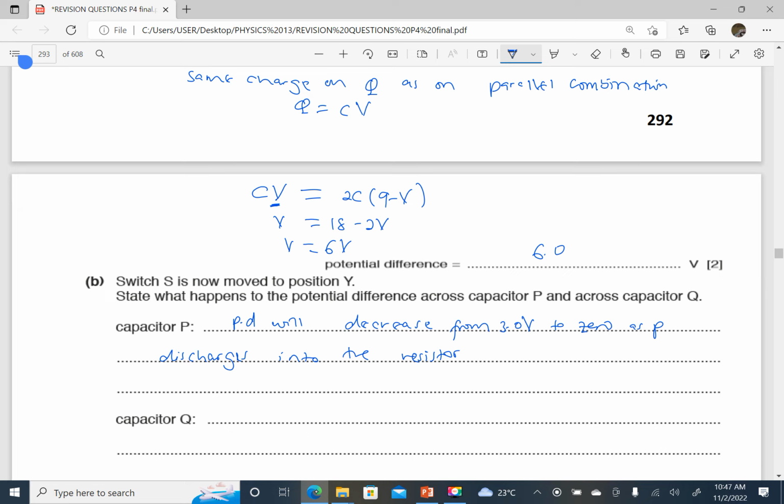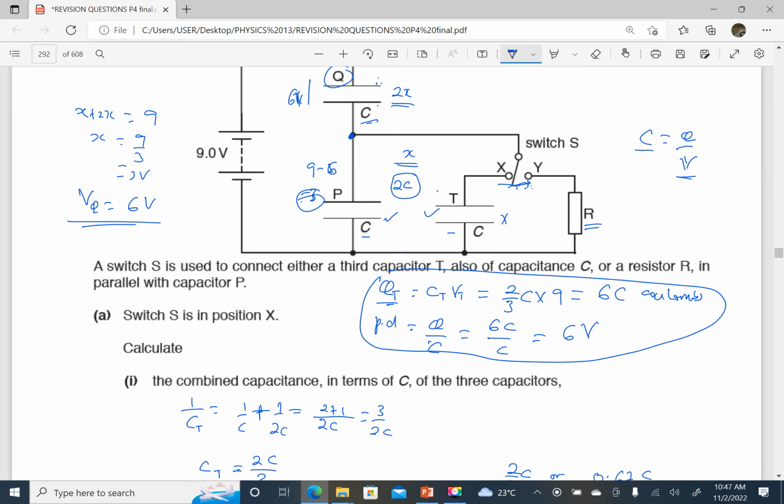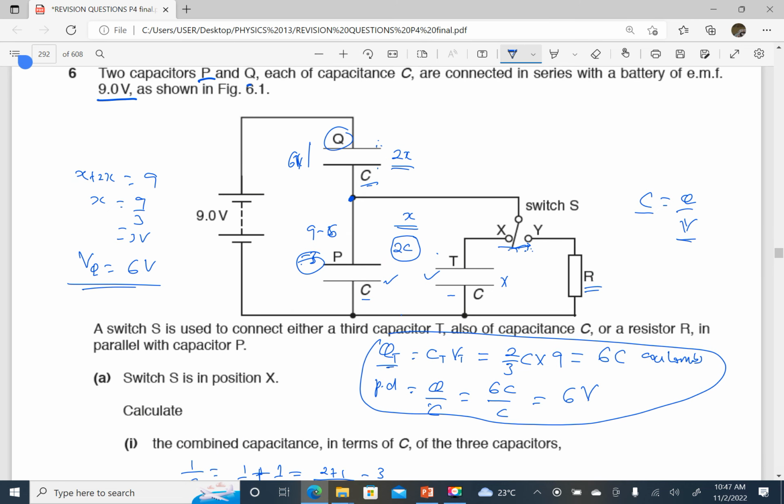Then what happens to capacitor Q? Note that capacitor P is discharging, its PD is decreasing from 3 to 0. And note that capacitor Q was at a PD of 6 volts. So when T is out and P is discharging, the PD across Q must be increasing so that it becomes 9 volts when the PD across P becomes 0.